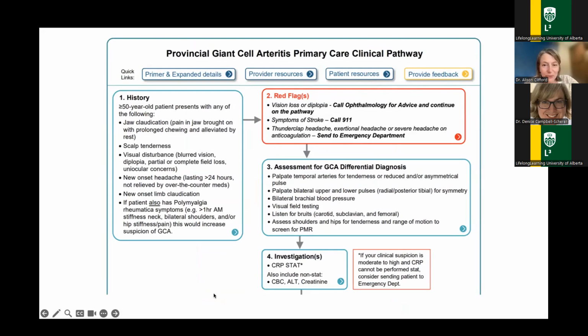It goes through the history. It goes through the big red flags, particularly vision loss. So if the patient has vision loss up front, this would be a very reasonable call to ophthalmology because they will see these patients emergently, usually that day, to help figure it out and start treatment if they need it. If there's no vision loss, then it goes through the physical exam and the stat labs to send.